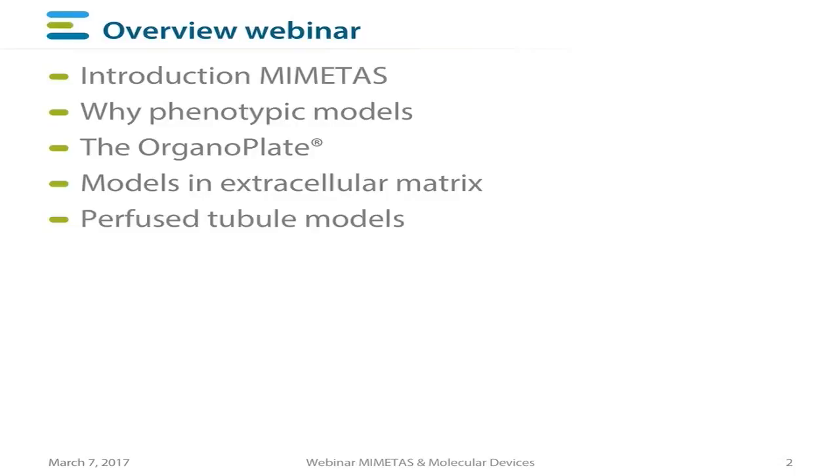Then we'll move on to our unique perfused tubule models, where a tubule of epithelial or endothelial cells grows against an extracellular matrix, and the perfusion flow of the medium goes through the lumen of the tubules. When we combine those models, we get co-cultures, either of two adjacent tubules or a tubule next to cells that grow inside an extracellular matrix, in order to create higher level complex tissue models.